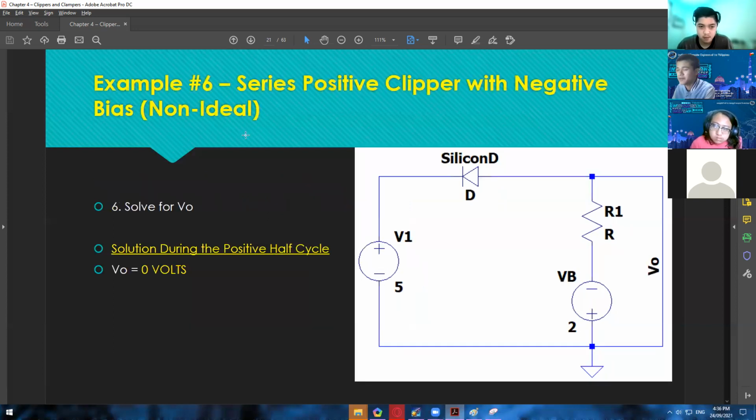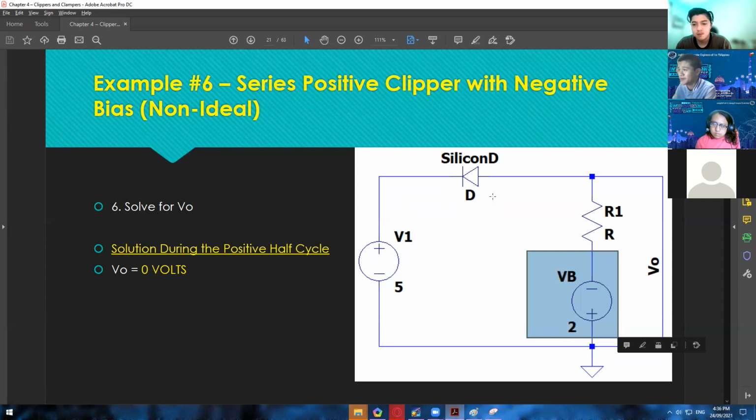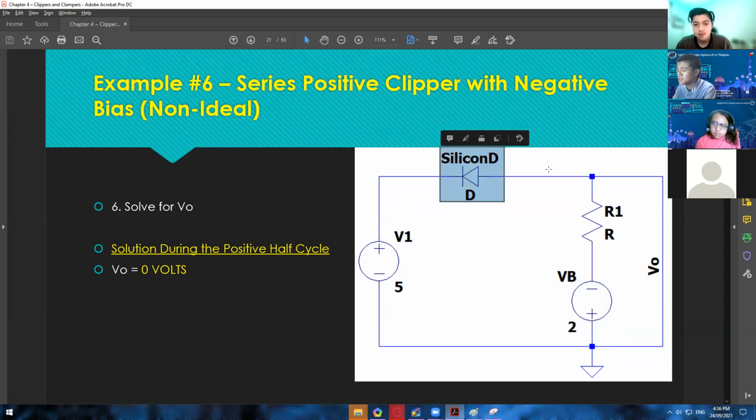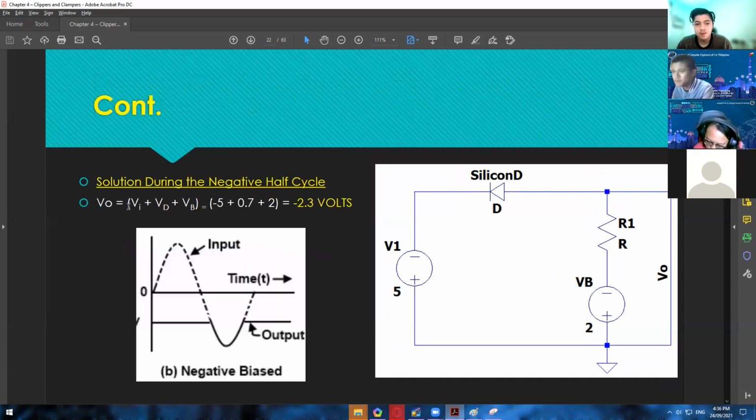And then we have another example right here for the number 6, wherein same lang din pero it's non-ideal. Okay? So even though this one is non-ideal, so ganun pa rin, reverse bias siya sa VI natin, and then it's also reverse bias in our bias voltage. So wala pa rin tayong flow of current, so that's why we still have 0 volts in here. Okay? So walang nagbago. And then during the negative half cycle, so same formula, it's just that we now have to consider the diode itself.